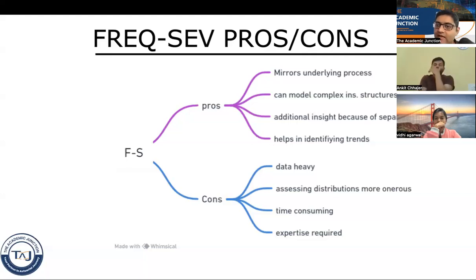So for example, if I want to reduce my frequency, I have to do a couple of things. If I want to change my severity, I have to do a couple of things. So this helps you understand that.